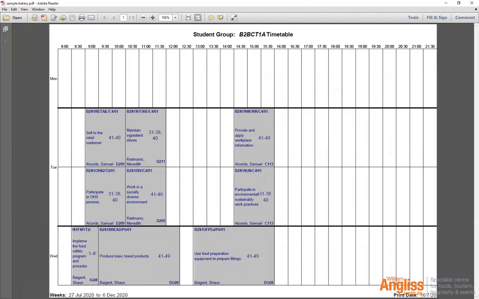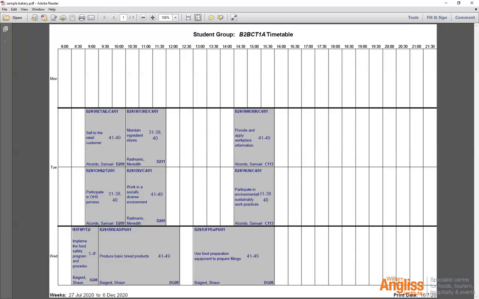I'd like now to speak regarding bakery classes. We can see by this example that these particular students have a number of theory classes on a Tuesday. The units again identify what is being taught: sell to the retail customer, maintain ingredient stores, provide and apply workplace information. All of these units again are theory.